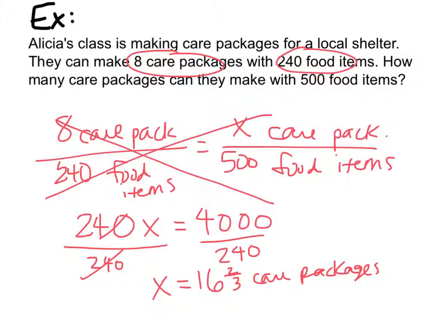But since Alicia's class isn't going to make 16 2/3 care packages, if I rounded it, it would make 17 care packages, but I can't make a care package if I don't have enough food. So actually they can only make 16 care packages.